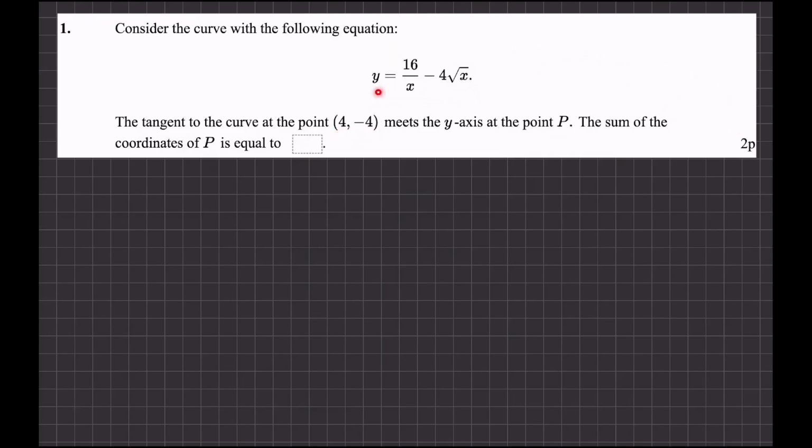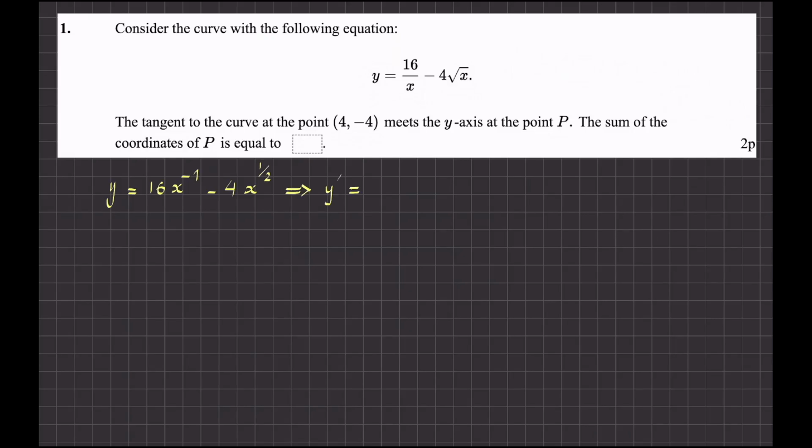Okay, so let us find an equation for the tangent to this curve at this point. This is a very standard problem, so you have to differentiate the function. But this function is still not ready for differentiation, so the first thing I will do is make it ready. Instead of writing 16 over x, I can bring x up and make the exponent negative, and instead of -4 times the square root of x, I put x to the power of 1/2. Now everything is ready, I start differentiation.